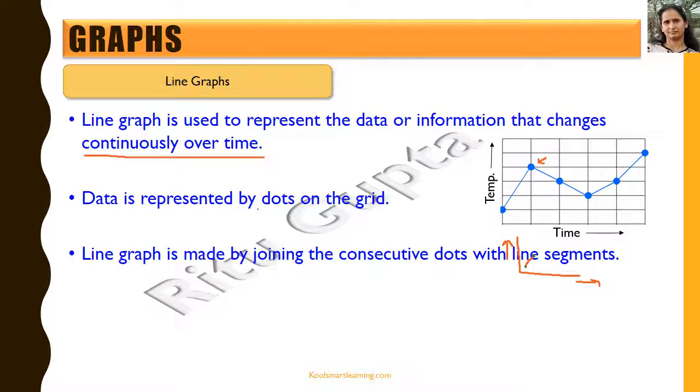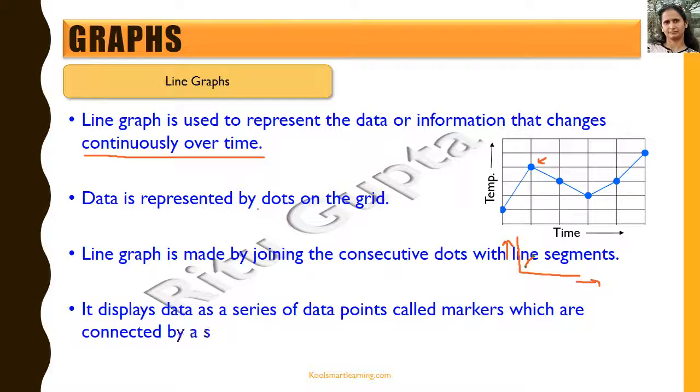As we just said, it is made by joining the consecutive dots with line segments. And it displays data as a series of data points called markers. So these points are called markers, which are connected by a straight line. So we will always join the consecutive points with a line segment, and these points are called markers. So we will not join this point with this point. This would be incorrect. The consecutive points are to be joined by a line segment to form a line graph.